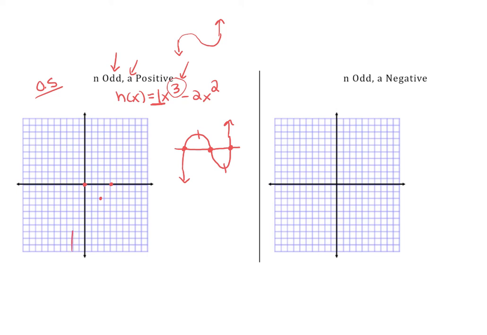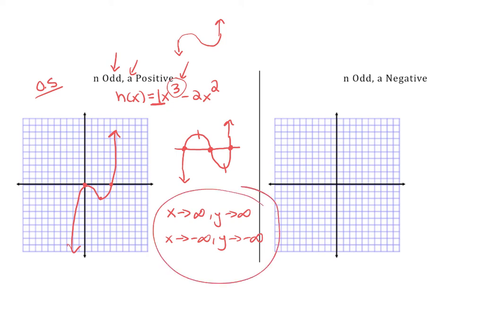So in this case, it's going to go up, down, and up. So as x approaches infinity, y approaches infinity. As x approaches negative infinity, y approaches negative infinity. And you should be able to answer this question without looking at the graph, just by looking at the equation and that leading term.